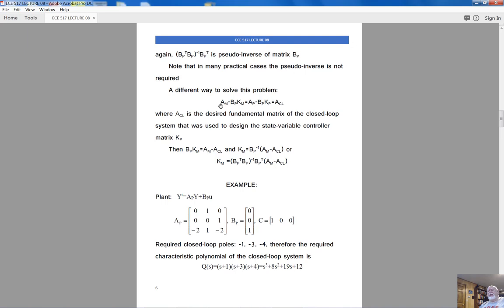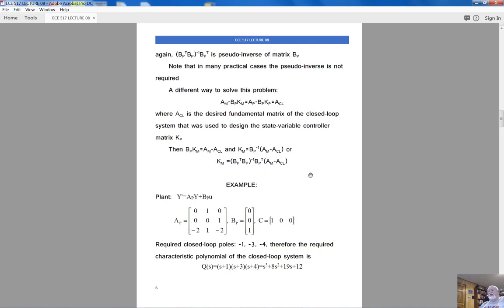However, there could be a slightly different way to solve the problem. You know, AM minus BP KM is equal to AP minus BP KP. But AP minus BP KP is nothing but the fundamental matrix of the closed loop system. So later, we should be able to work not with AP, BPKP, and AM, but we should be able to use this expression. BPKM is equal to AM minus A closed loop, and then KM would be equal to BP inverted times AM minus A closed loop if BP is a square matrix. And this is what we will have if matrix BP is not a square matrix.